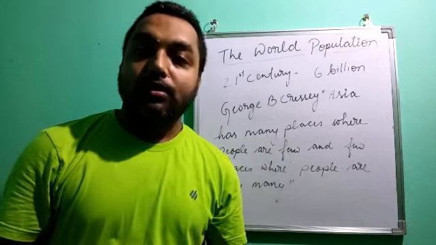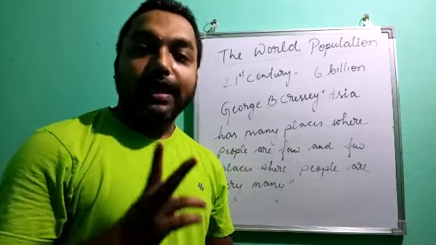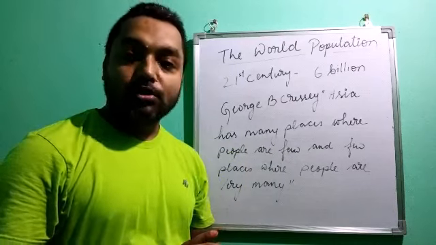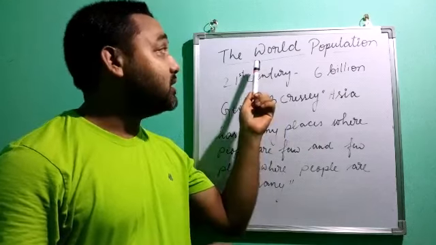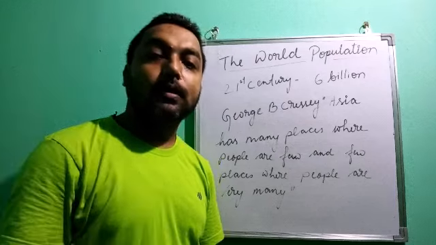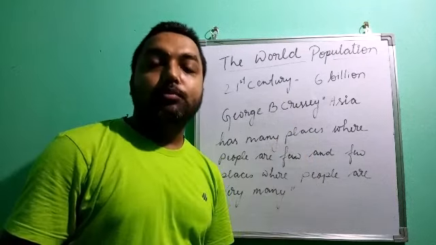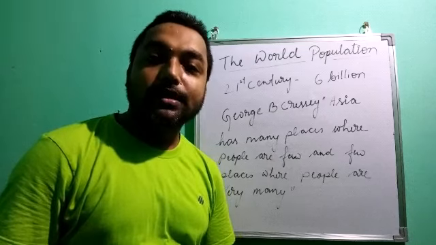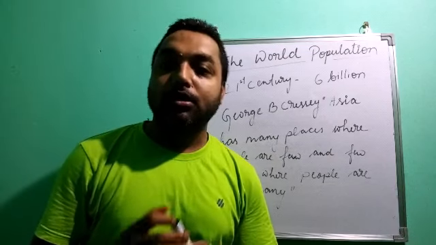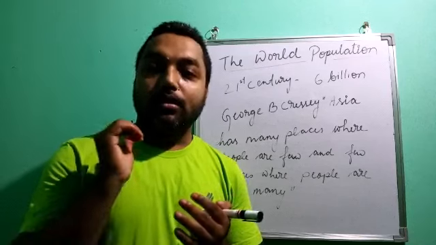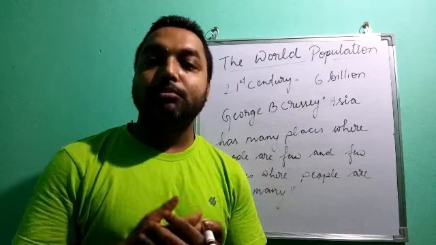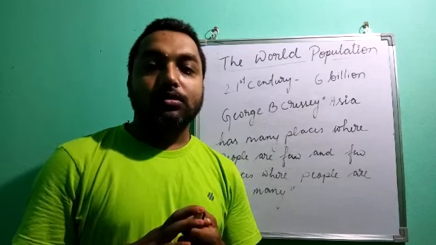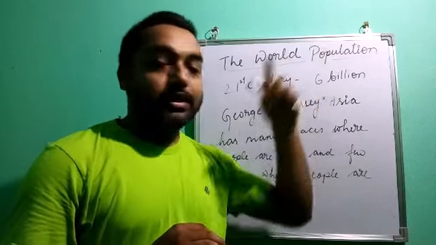So let us start with the lesson, that is, lesson number 2 of human geography that we follow in class 12 CBSE. The name of the lesson is the world population. In this lesson we will discuss the total population of the world, its density, then growth, then distribution, where it is distributed. So first let us come to the topic called population.